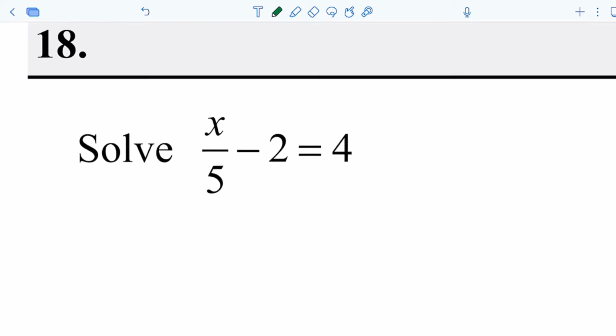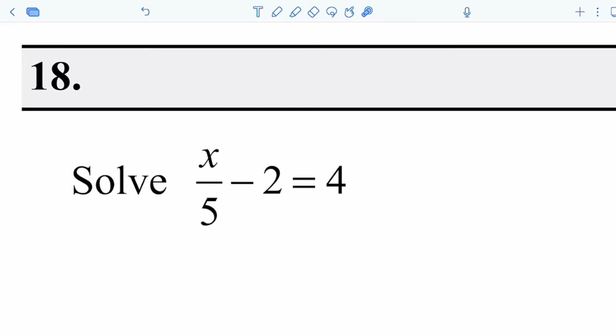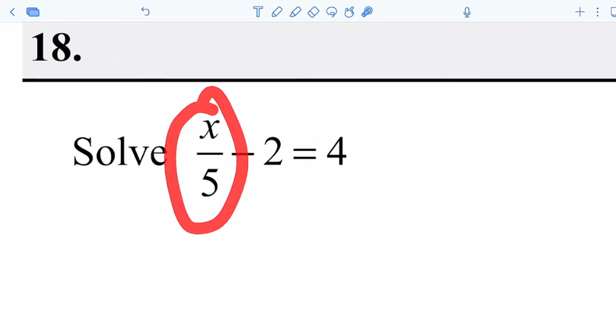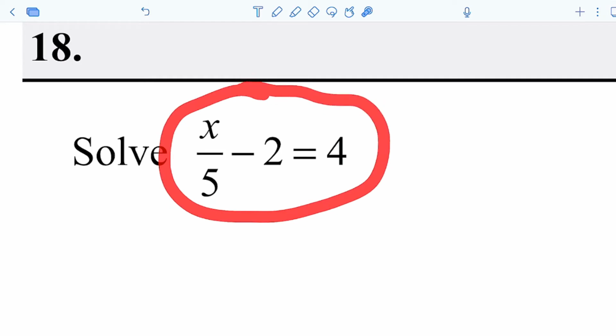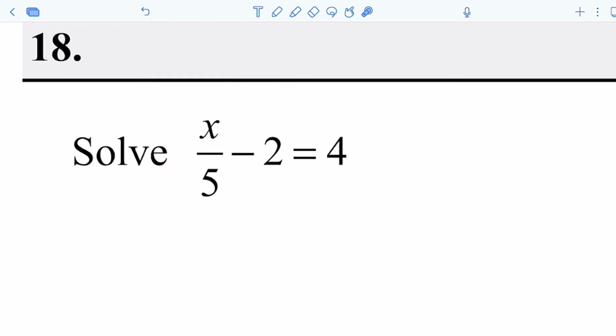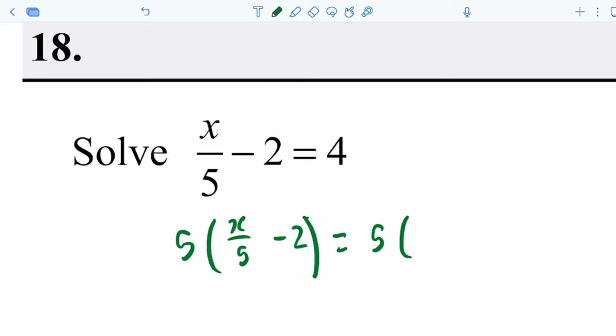Enjoy the video. Okay, question 18, bit different this time. We've got x and it's divided by 5. So the best thing to do in this question, or a similar question to this, is we need to get rid of this x over 5, and to do that we're going to multiply everything here by the number 5. Okay, so we can essentially write it like this. We can put 5 and then brackets x over 5, take away 2, and then we've got equals 4, and then we've got multiplied by 5, so I'll actually rewrite that as 5 and then in brackets 4.